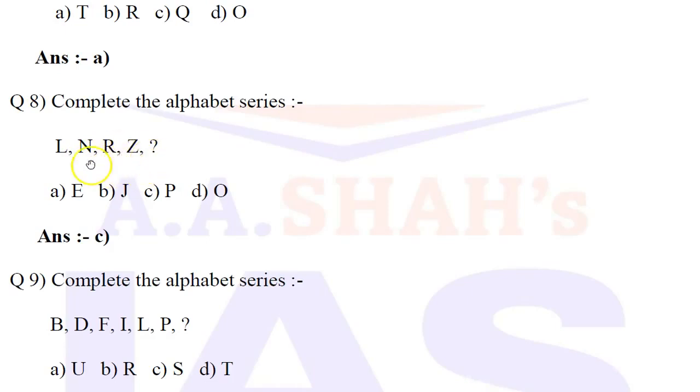So now this is going in the multiples of 2, 4, 8. So what next here? It has to be 16. So Z plus 16 will give you this answer here. So Z plus 16, the answer here is option C. So option C is the correct answer here. P is the correct answer.